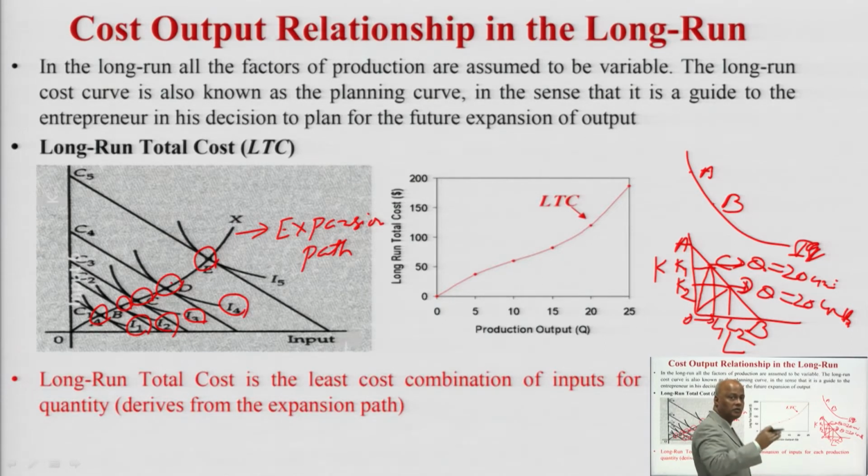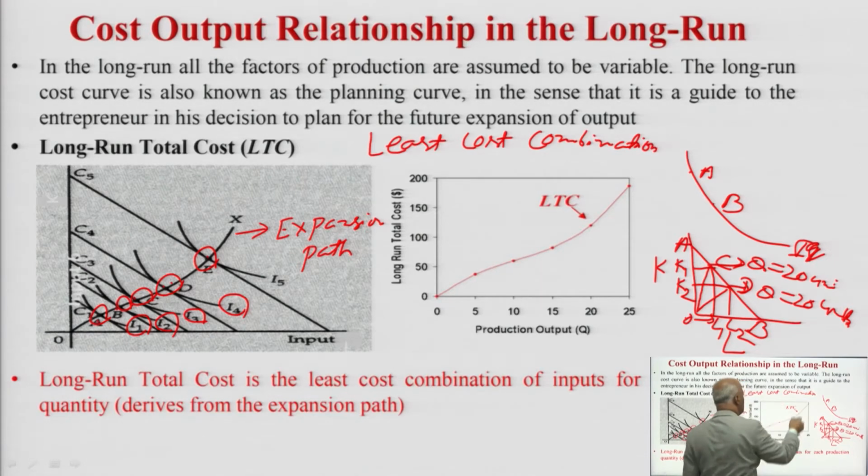That means if the production level goes on increasing, then this path will be chosen. And what does it imply? Each point, at point A, at point B, at point C, at point D and at point E, is called the least cost combination.